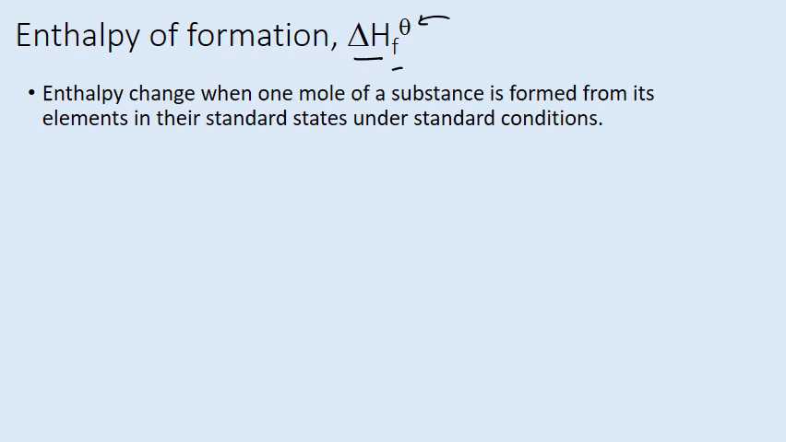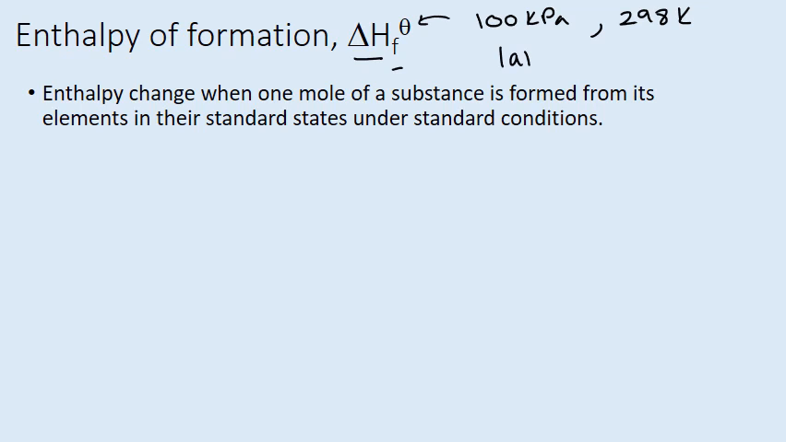Next, we've got the enthalpy of formation, which is delta H, which is change in enthalpy, F for formation, and our little theta at the top, which is showing it's standard conditions. So the definition for enthalpy of formation is the enthalpy change when 1 mole of a substance is formed from its elements in their standard states under standard conditions. And similarly to the enthalpy of combustion, it is a definition that you could be asked to recall in an exam or a test.